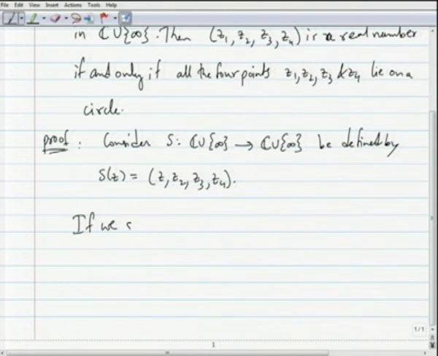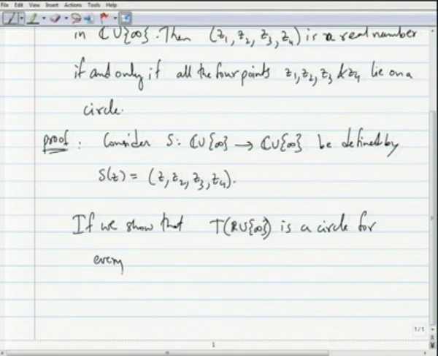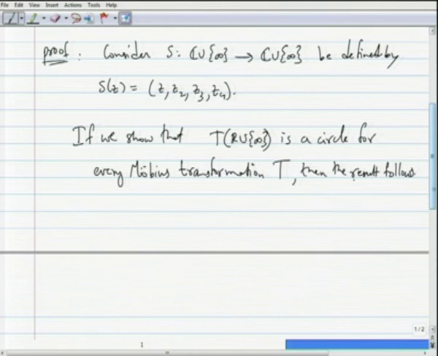We will first see that if we show that T of R union infinity is a circle for every Mobius transformation T, then we are done. I'll explain why. If we are able to show that the image of R union infinity, the real line in the complex plane union the point at infinity, is a circle for every Mobius transformation. Circle in the sense, of course, of a circle on the Riemann sphere, so you also include straight lines union the point at infinity.